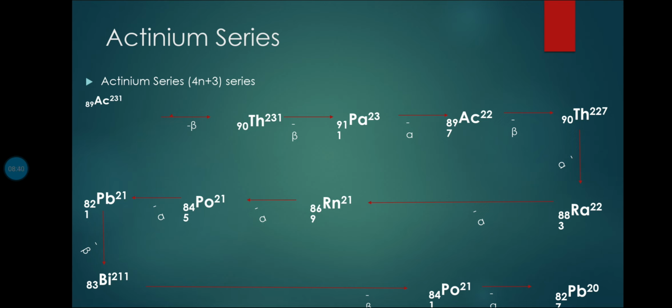Radium 223 emits an alpha particle. Since an alpha particle is emitted, the atomic number decreases by 2. So 88 minus 2 is 86. The 86 is radon, and the mass number of the parent element, that is radium, is 223. Since it emits an alpha particle, the mass number decreases by 4. 223 minus 4 is 219.